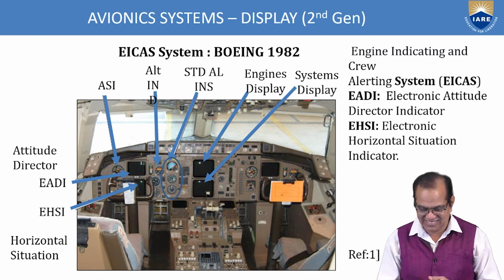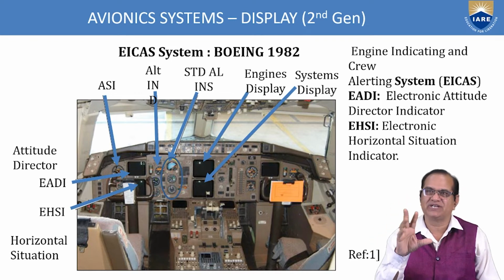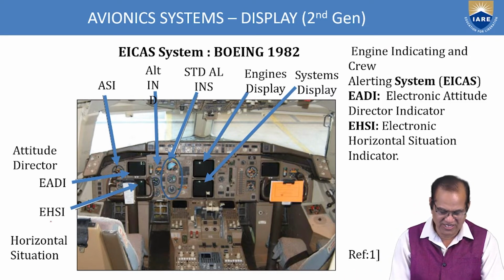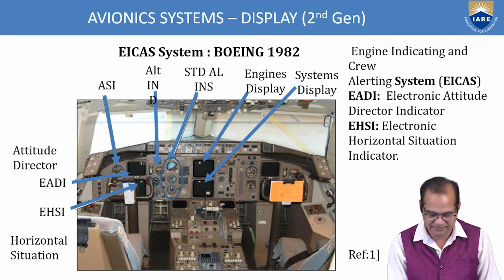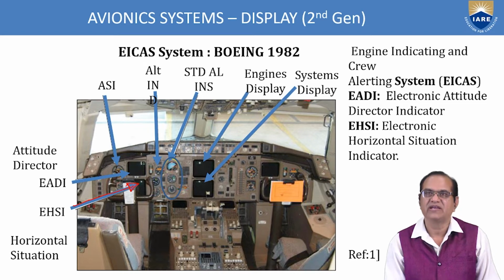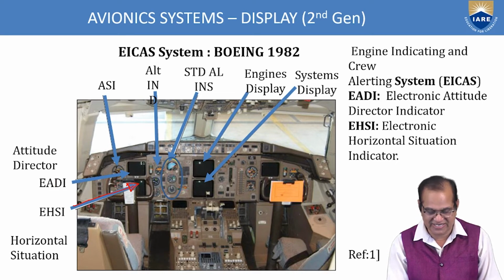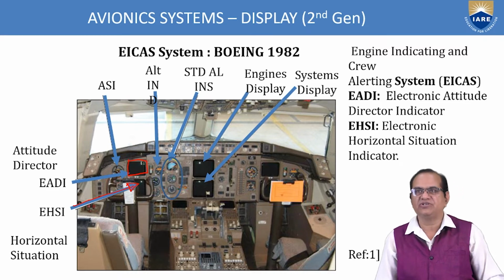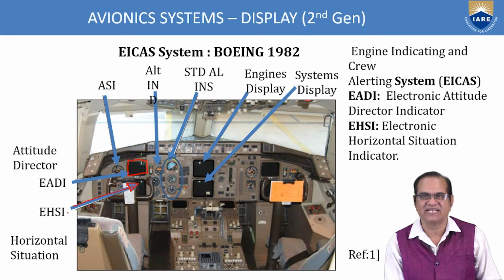I think you can see this screen. This screen shows some displays, not like equipment instruments. There are different instruments. I will start from one side. Okay, horizontal situation indicator. This is the electronic horizontal situation indicator. This one. Okay. Next, it is the EADI, electronic attitude director indicator. What is this? This is the electronic attitude director indicator. Okay. EADI. EHSI, electronic horizontal situation indicator.